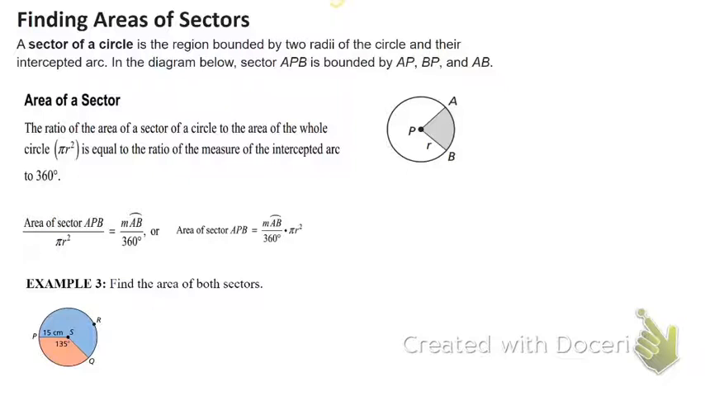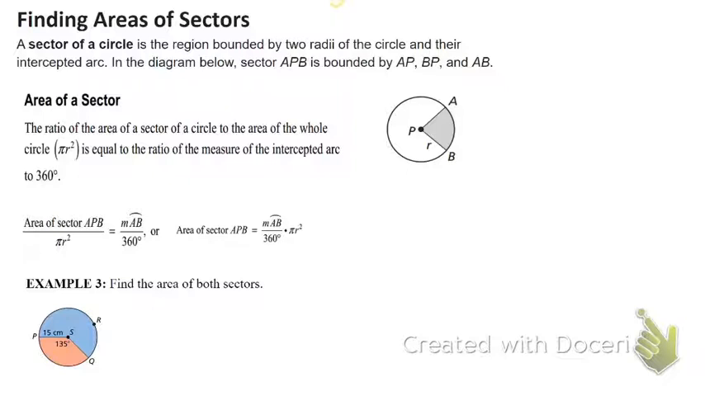So we have an example of how we would set up the area of a sector in that problem, and we would just take the area of that sector divided by total area, pi r squared, and that would be equal to the measure of arc AB divided by 360 degrees. Or if we want to just isolate the area of sector APB, then we could multiply both sides of the equation by pi r squared. That's how we get the second formula.